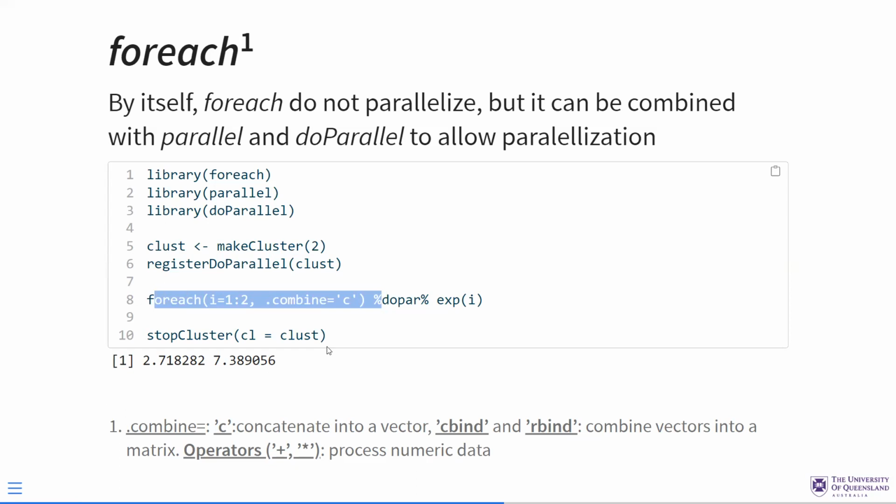There is a difference in time here. We will see it later with the example. And the output is the same as before, as you can see. I give you here in the presentation different forms of the combine thing here. So for example, C is to concatenate into a vector. You can C bind or R bind to make matrices and do operators with it. So basically you can do sums, you can multiply, anything you want if you are processing numeric data. So it's quite flexible on what you can do.